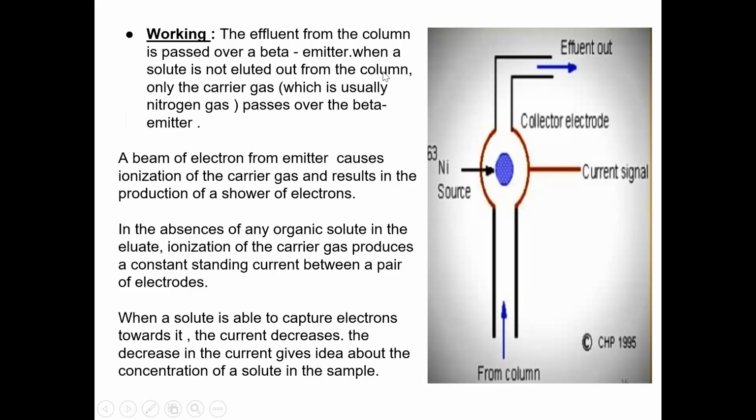When solute is not eluted, then only the carrier gas passes over the beta emitter. The beam of electrons causes ionization of the carrier gas, and hence the ions are produced. Ionization results in the production of electrons and ions. In the absence of organic solute in the eluate, ionization of the carrier gas produces a constant standing current between the pair of electrodes. So when there is no analyte, the ionization of carrier gas produces a constant current. But when analyte is present, analyte captures the electrons, so the number of electrons decreases, and hence the current decreases. The decrease in current gives an idea about the concentration of the analyte.